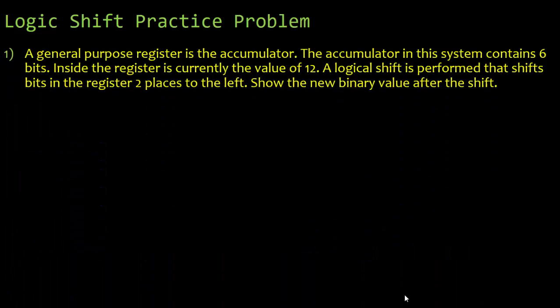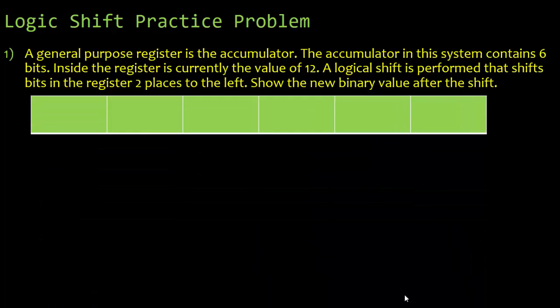So let's take a look at this logic shift practice problem. A general purpose register is the accumulator. The accumulator in this system contains 6 bits. Inside the register is currently the value of 12. A logical shift is performed that shifts bits in the register 2 places to the left. Show the new binary value after the shift. So here is the binary value of 12. I simply work it out. And there's my binary value of 12.